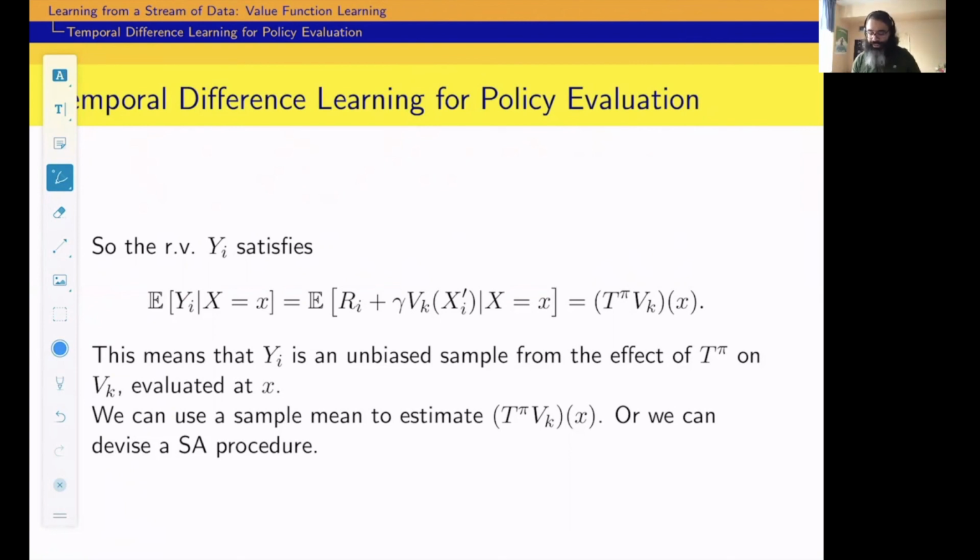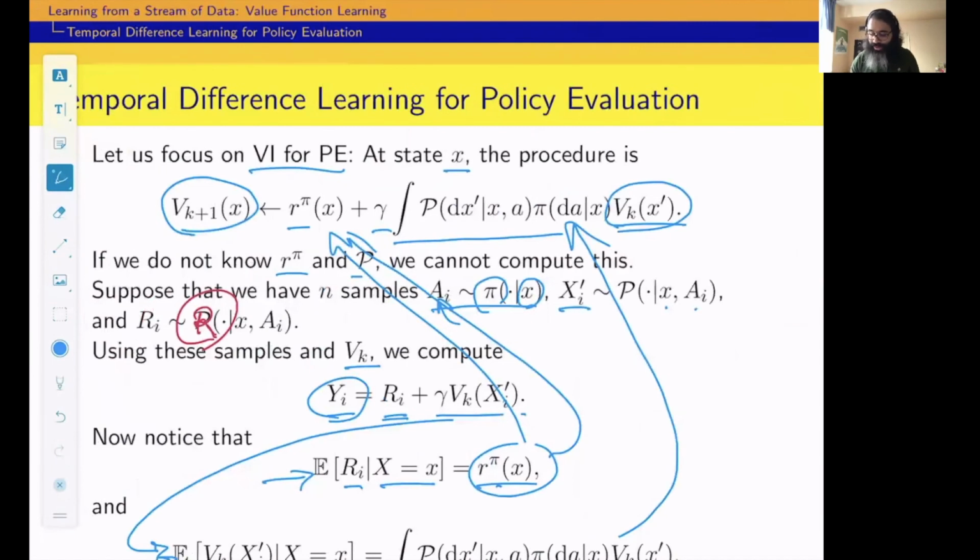The point here is that the conditional expectation of yi, conditioned on x, which is this one, is exactly equal to T pi applied to Vk and evaluated at state x. So this means that yi is an unbiased sample of the effect of T pi on Vk evaluated at x. In order to do value iteration properly, I need to be able to compute this integral. But if I don't know the model, I can't do that computation.